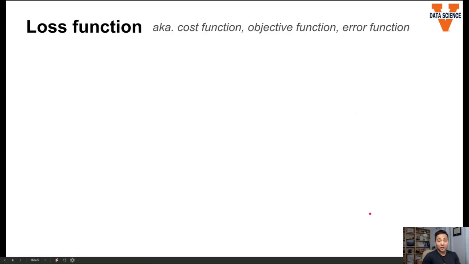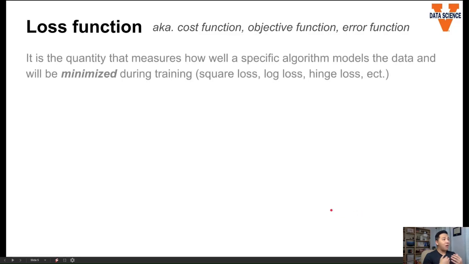Okay, let's talk about loss functions here. Very important. You might have heard of the loss function by many names: cost function, objective function, error function, and so forth. But all it does is try to measure how well an algorithm models the data. And this loss function needs to be minimized during training. We have seen a few types of loss functions before in previous classes. Maybe you would see square loss, log loss, hinge loss in support vector machines, entropy, and other types of loss.